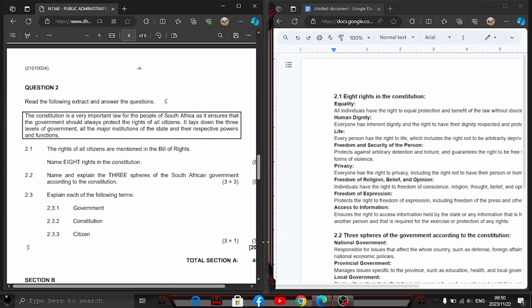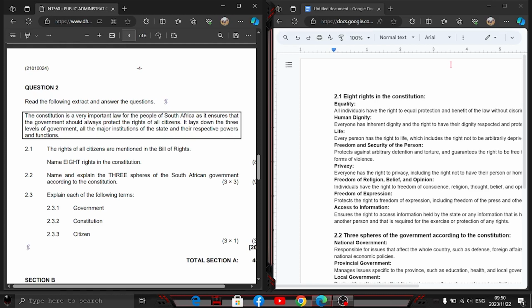As per usual, make sure that you follow all instructions in your questions. If they ask you to name 8 rights in the Constitution, you must name 8 rights in the Constitution. Simple as that. That is how you actually get to pass. Follow the instructions. And also, if there is anything that you did not understand, feel free to ask in the comments section. We will try our best to respond and clarify wherever we need to clarify.